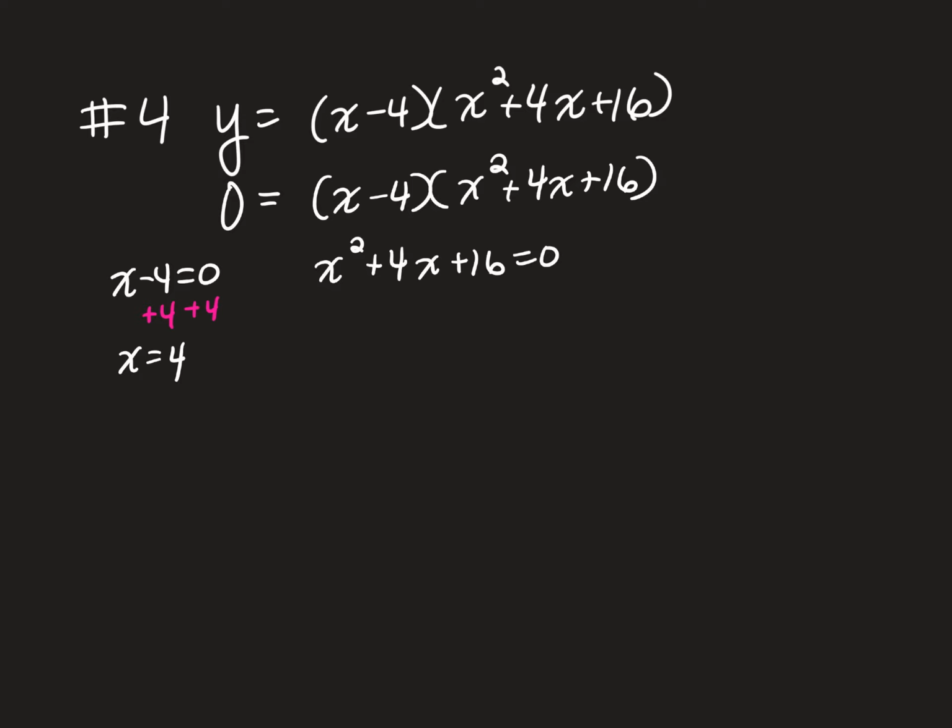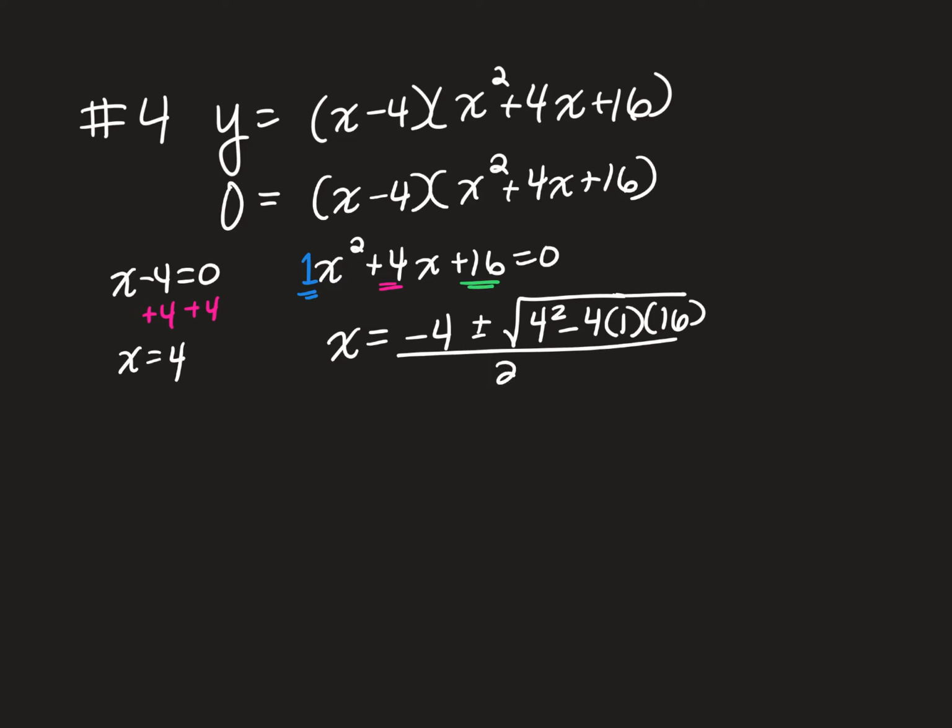So to use the quadratic formula, it's going to be x equals negative b. So b is 4, so that's negative 4 plus or minus the square root of b squared, which is 4, minus 4 times a, which is 1. A is right here. Times c, which will be 16, and then all over 2 times a. And then we just simplify that.